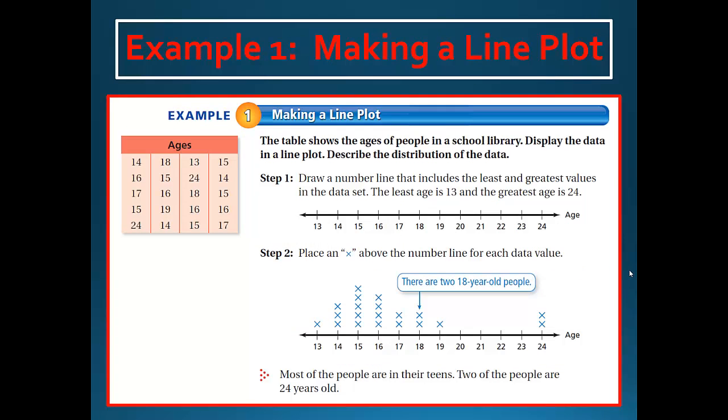For our first example, we're making a line plot. The table shows the ages of people in a school library. Display the data in a line plot. Describe the distribution of the data.